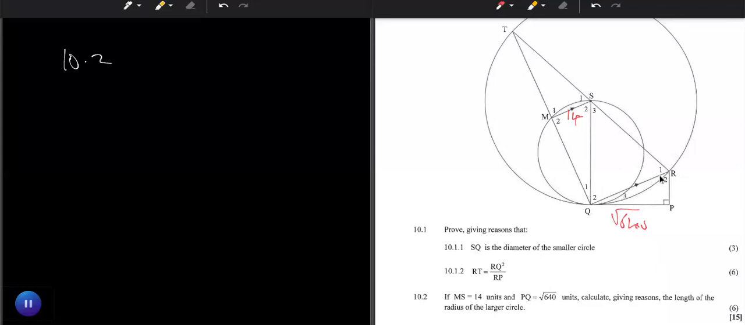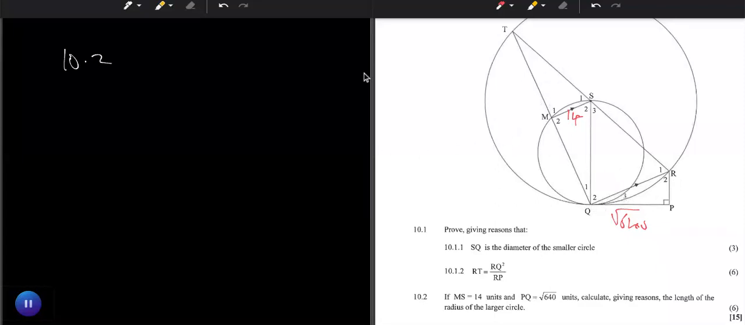So my job is to work out RT and divide it by 2 to get the radius. Which means I need to work with this one. The question is, how can I get this side and use Pythagoras theorem to get my RP? If I get my RP, I'll be able to get this side over here. So the first thing I need to do is get my RQ. So how can I get RQ?